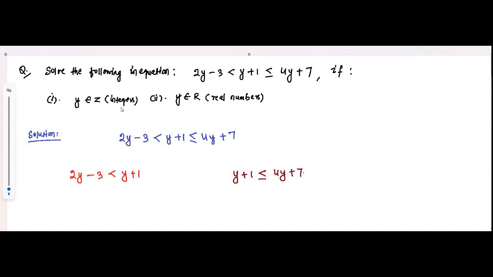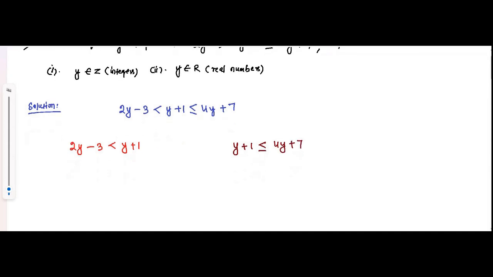So we have to solve them individually. For the first part, here we'll take this plus y, which is on the RHS side, to the LHS side, it will become minus, and this minus 3 to the RHS side, it will become plus. So that implies 2y minus y is lesser than 1 plus 3. That implies y is lesser than 4. So this is the first part of the solution.